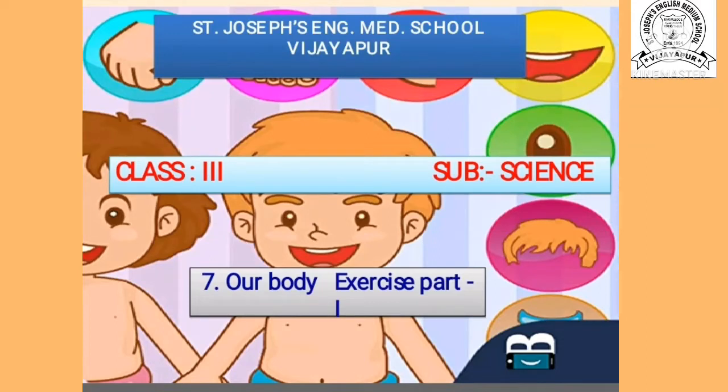In the last video we completed our lesson number 7, our body. I hope you all understand lesson number 7. It is quite a difficult lesson, but you must watch the video, then you can get the lesson. Now today we start the exercise, reading part 1. So first of all, children, listen to exercise part 1.